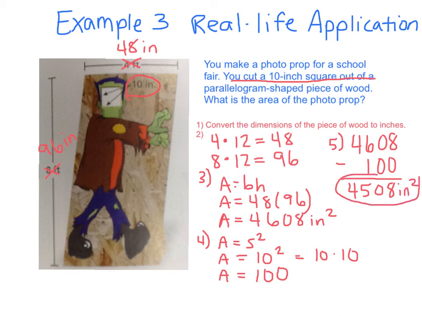Now, this problem did not tell me that I needed to put it back into feet, because it just says what is the area of the photo prop. I just need to know the full area. I switched it to inches because I had to, because I started off with inches here and feet here, but we're going to leave it in inches for the example. So it's 4,508 inches squared.